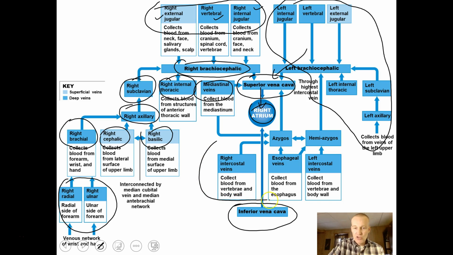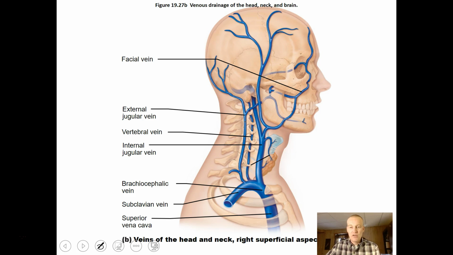We also bring blood. Remember, the blood from the heart has to be drained as well. So these things will come in. The cardiac sinus will bring blood back to the right atrium, and then all these other blood vessels are collecting blood, bringing them into the superior vena cava. All right, well, that's a quick view through the veins.